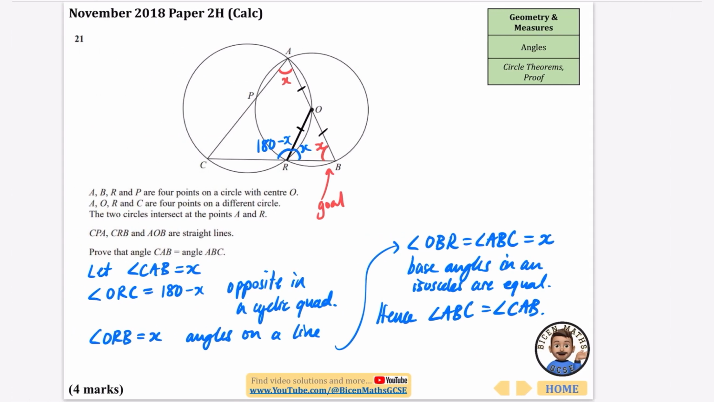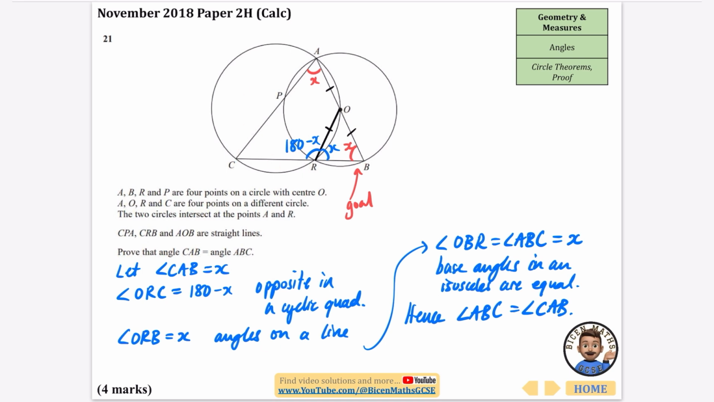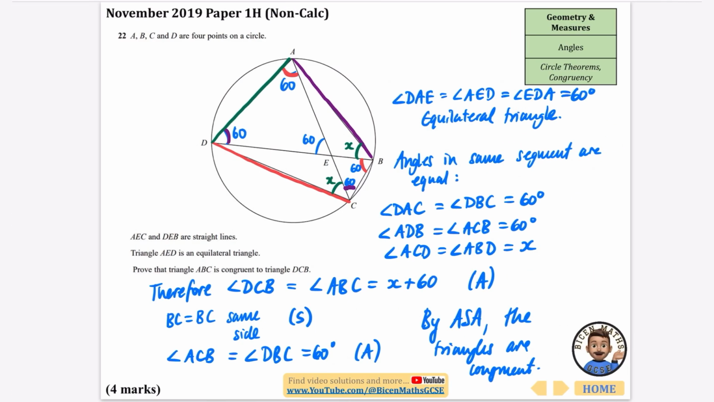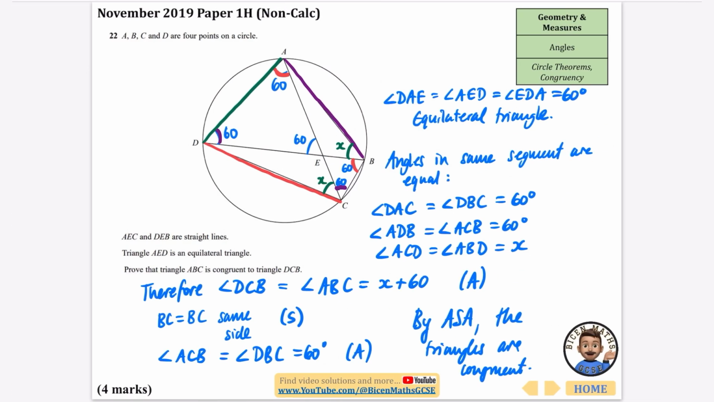So it doesn't look like there's much working. The diagram's quite useful to help you with this, and that extra line really helped by adding on that radius. So there's the proof. They talk about the opposite angles of the cyclic quadrilateral, angles on a line, etc. Now this one I've actually covered in the congruency video.